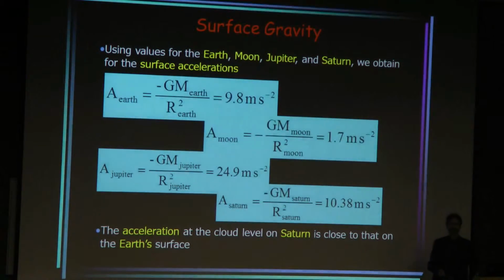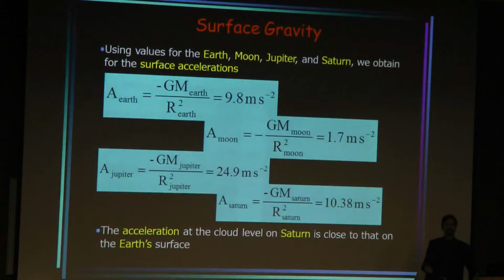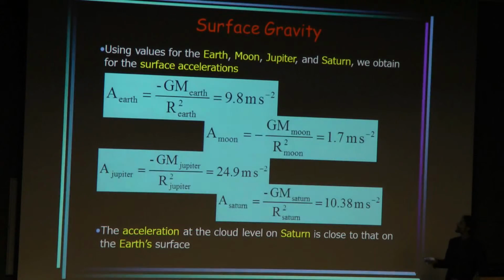We say surface gravity, but we're really talking about the cloud top gravity when we're talking about the gaseous planets. So let's just do a quick calculation. The standard here is the Earth, 9.8 meters per second squared, gravitational acceleration at the surface. The Moon's is much lower than that. When we look at Jupiter's, we get 24.9 meters per second squared.